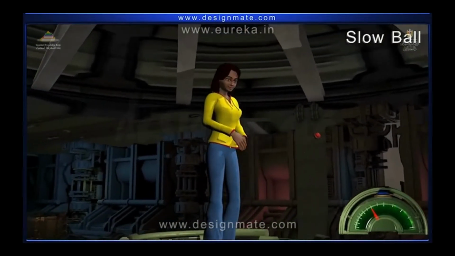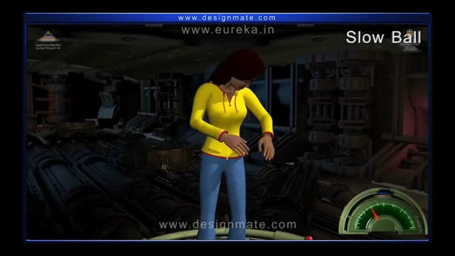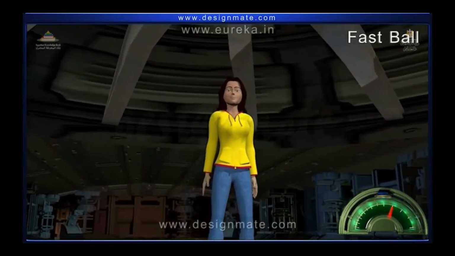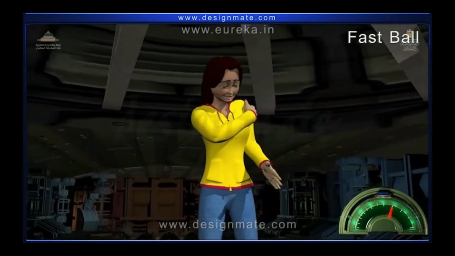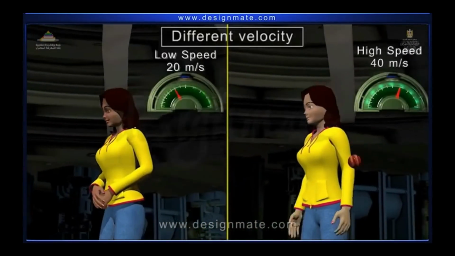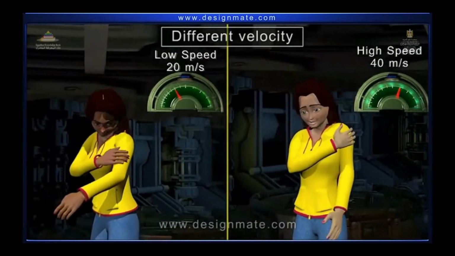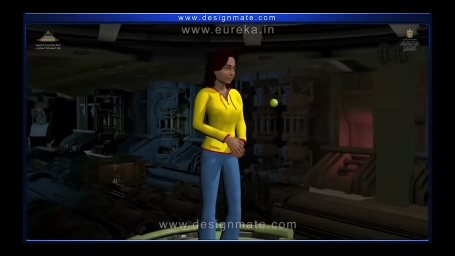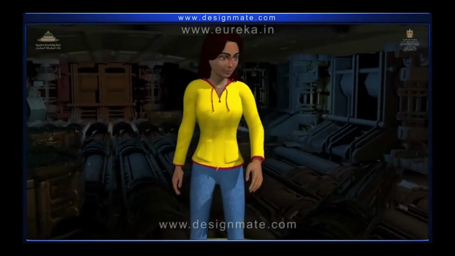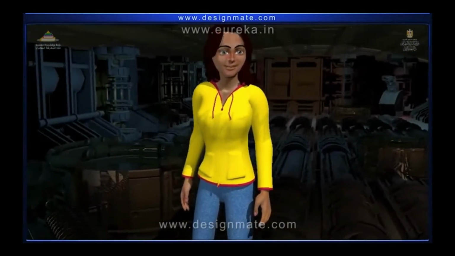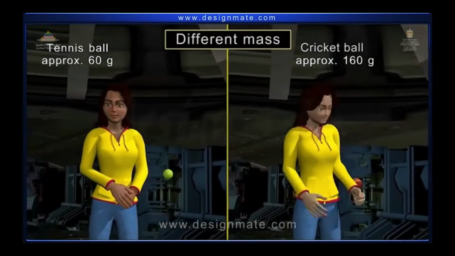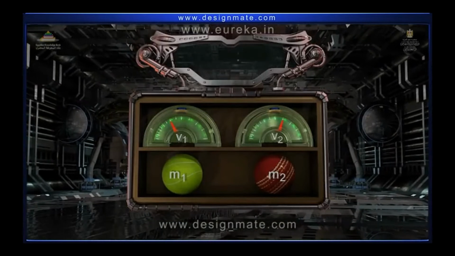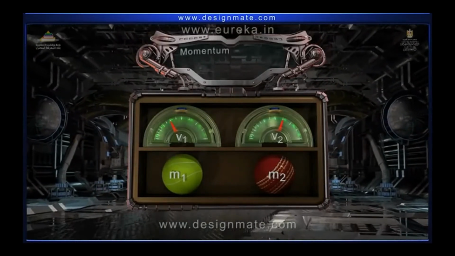If a slowly moving cricket ball hits a person, it would not hurt her much. But if the ball is moving at a high speed, it will hurt her severely. The difference in both cases is the velocity of the moving body, that is, the ball. Now, if the person is hit with a tennis ball, the impact is once again less than that caused by the cricket ball. The difference in this case is the difference in mass. With the help of these examples, we can define a new physical quantity called momentum.